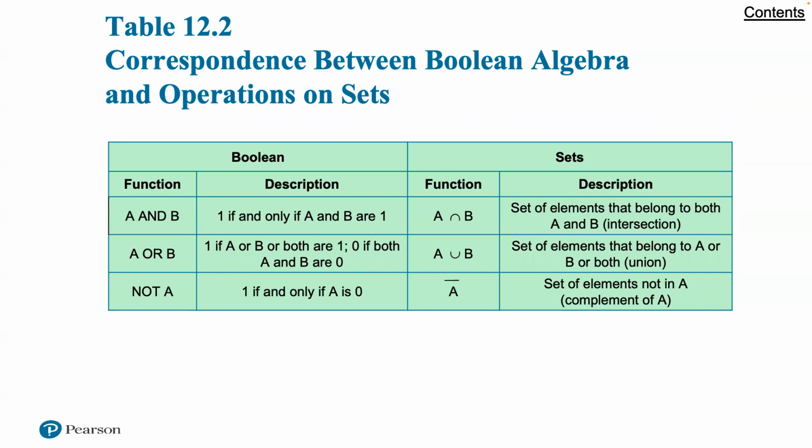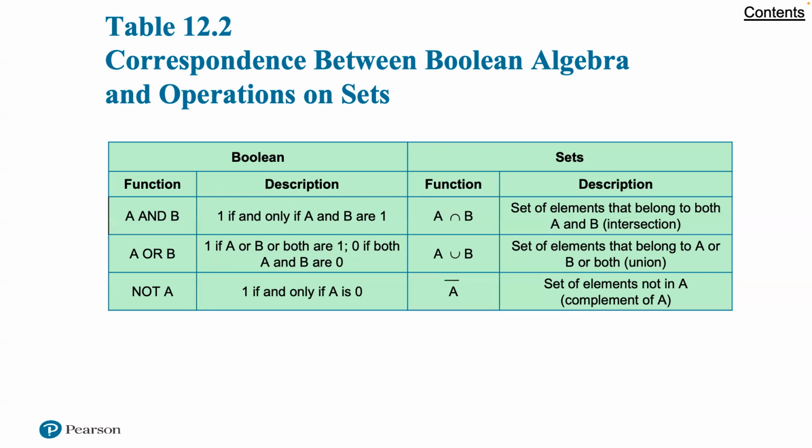The intersection of two sets A and B is a set of all elements that belong to both A and B. This operation is designated with the operator, an inverted U. For example, if A is the set of positive integers less than 5 and B is the set of even positive integers less than 10, then the intersection of A and B is equal to 2 and 4. The intersection corresponds to the Boolean operator and.